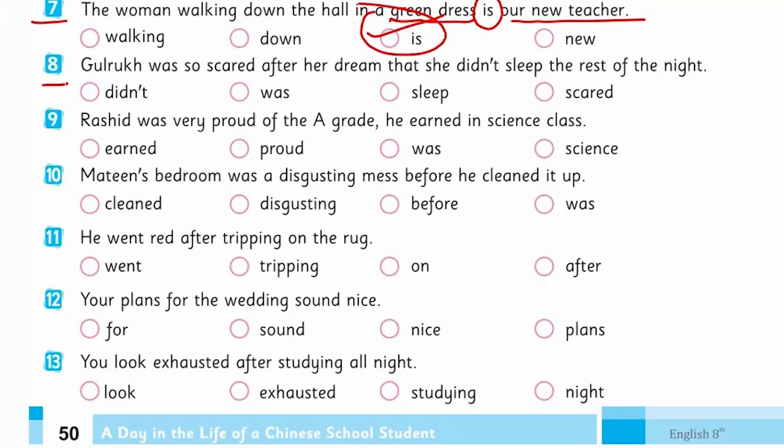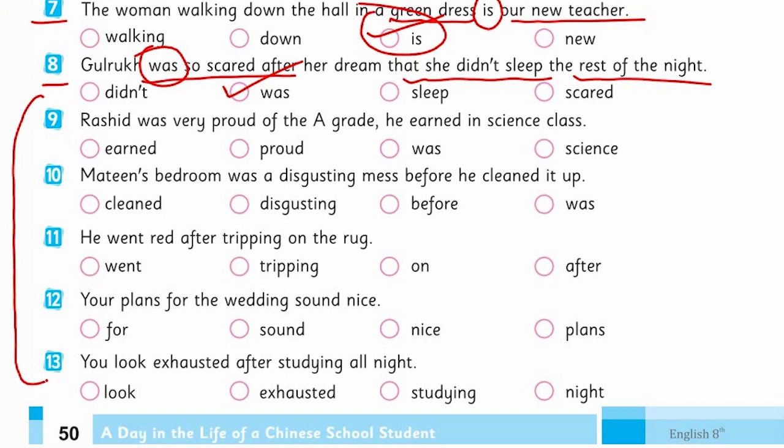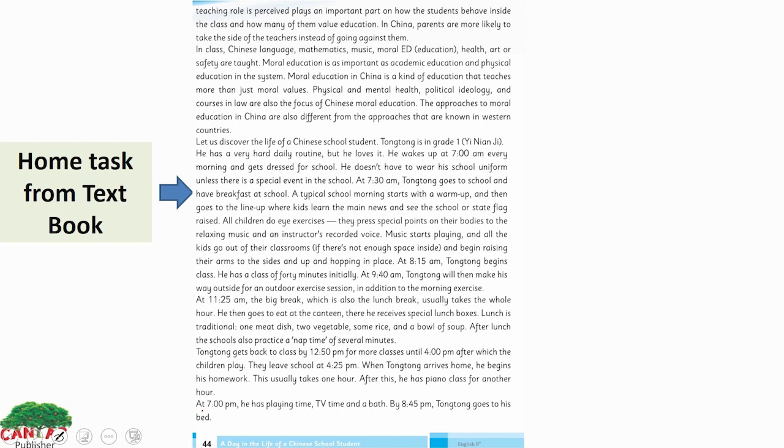The eighth one: Gulrukh was so scared by her dream that she didn't sleep the rest of the night. Yes, we have was here, the linking verb which is connecting them in the whole sentence. Was is the appropriate option for it. I want you to choose the correct option for these remaining sentences too. This is your home task from the textbook.